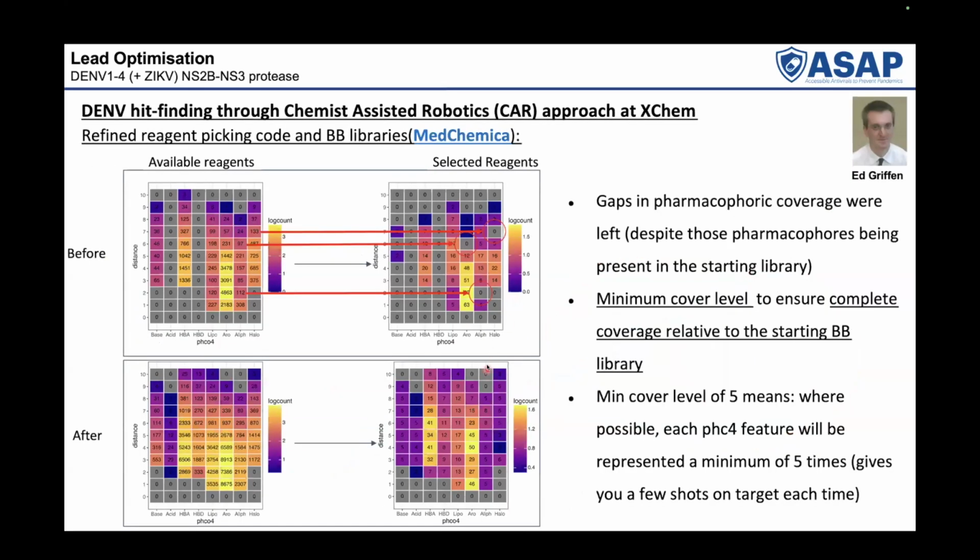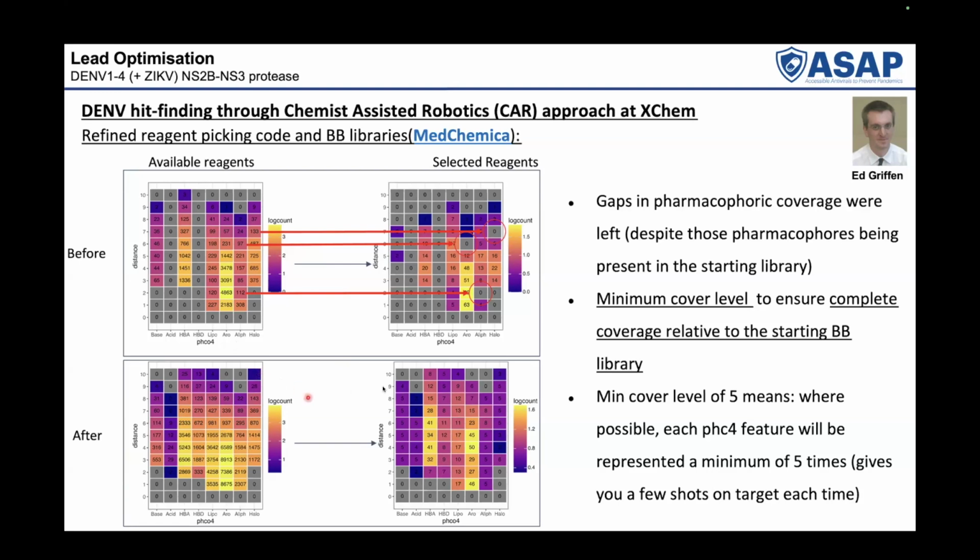So the learnings from this: I mentioned earlier on, this was the space that we explored. These were the elaboration space. I'll remind you, these are the pharmacophores and the distance from the reacting group. And if you recall, I mentioned there were some gaps in the available building blocks and what were selected, in gray. And what Ed and David have done is improved this building block selection.